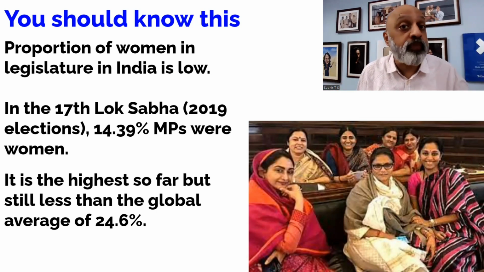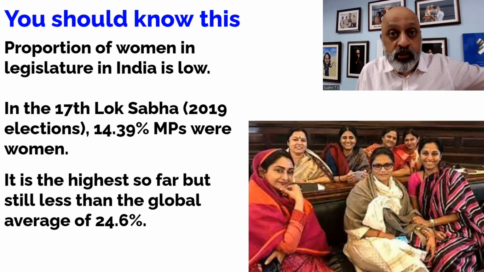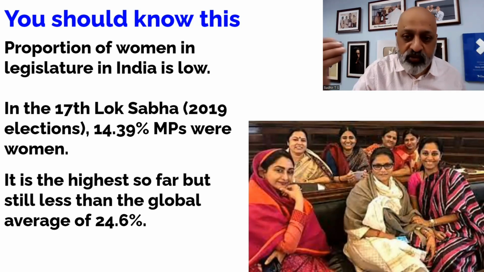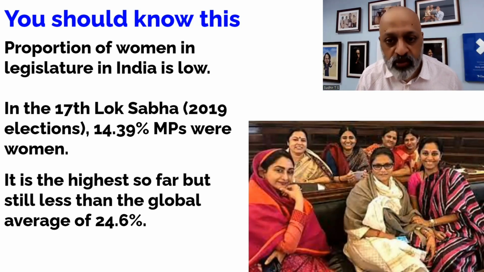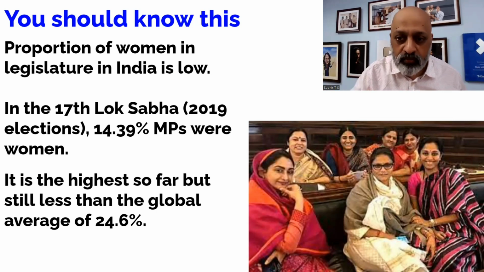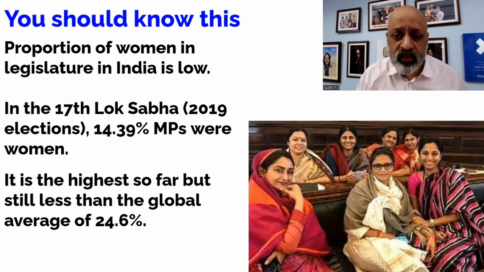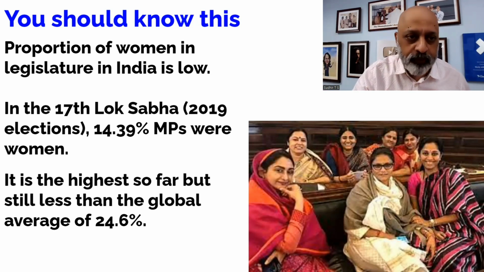So you are more than 10% less than the average in the world. In some of the developing countries, it's 20%, 40% also. But in India, it's only 14.39%, right? In parliament, right? And this is a photograph of some of the MPs. You see Meenakshi Lekhi, you see other MPs also who are women MPs who are sitting there. Supriya Sule, daughter of Sharad Pawar.